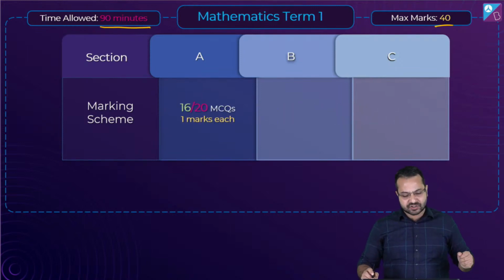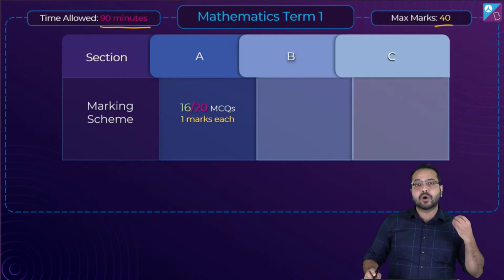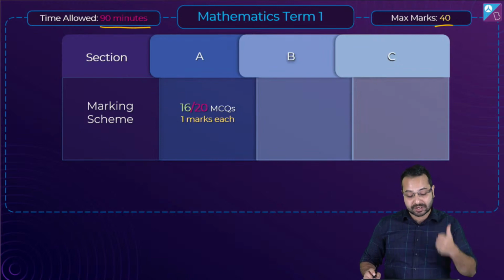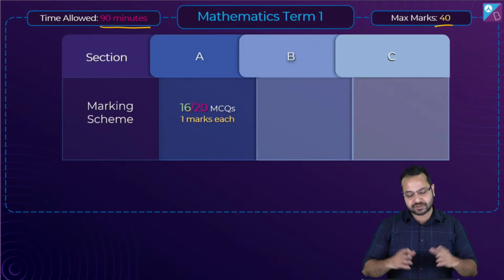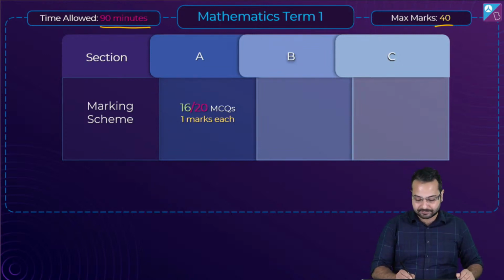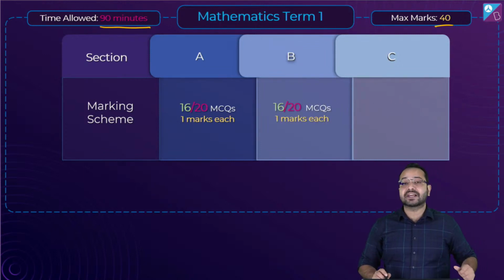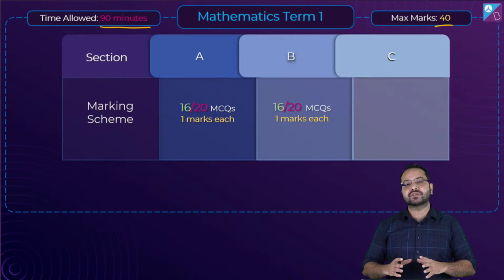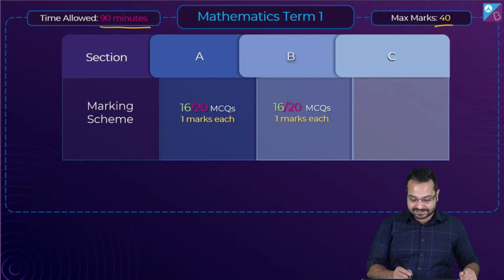So what happens in Section A? There are going to be 20 multiple choice questions. There are going to be 4 options, and you have to choose the correct option. So these are objective questions. Out of these 20 questions, you have to attempt only 16. In Section B also, there are going to be 20 questions and you have to attempt only 16.